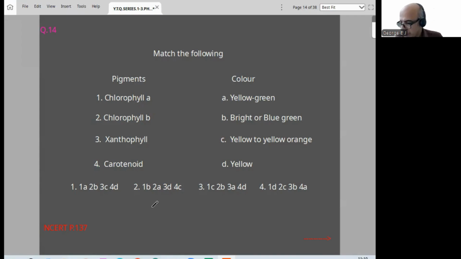So here 1B, chlorophyll a, bright or blue green. So automatically chlorophyll b, yellow green; xanthophyll, yellow; carotenoid, yellow to yellow-orange. So option wise, it is 2. Very easily we can get the answer 2. Now coming to question number 15.